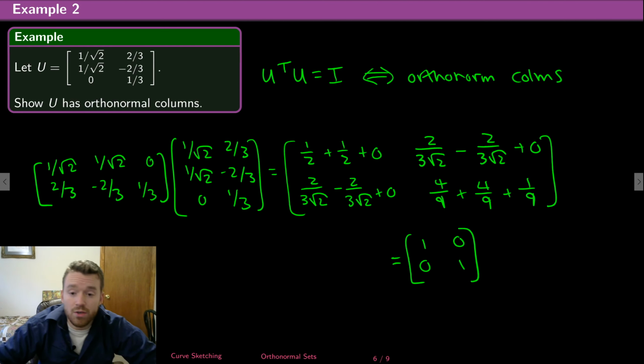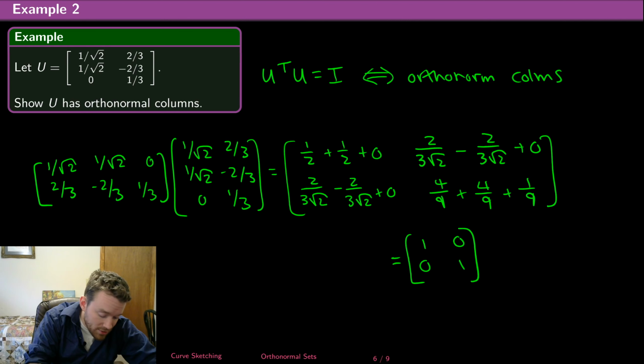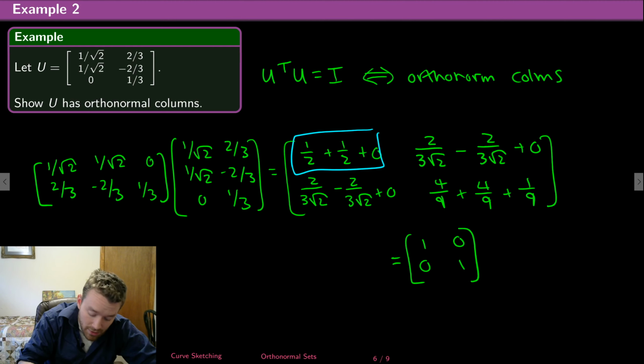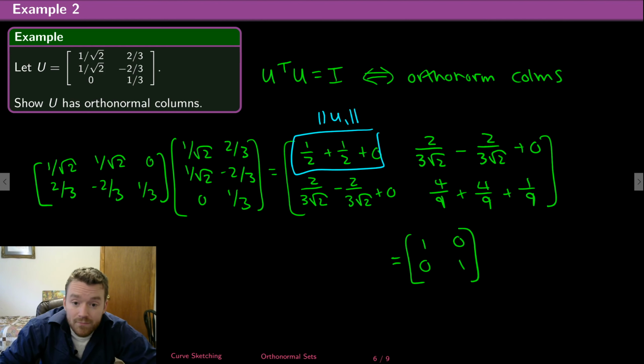So I want to show you something really nice. It's not a coincidence that the upper right entry and the lower left entry are the same. It actually has to do with the fact that when I multiply this matrix, what happens is this first entry here is literally U1, the norm.